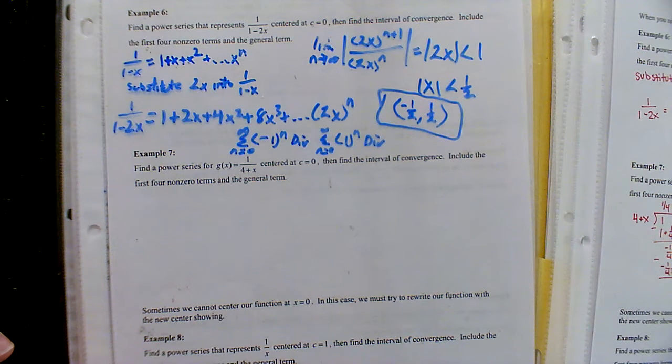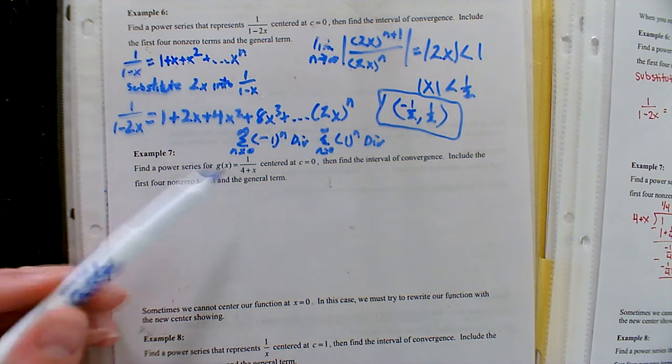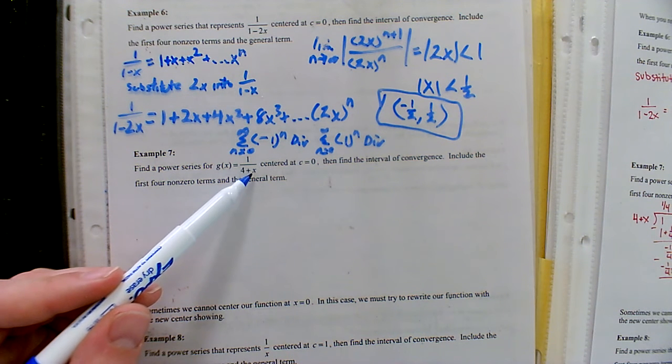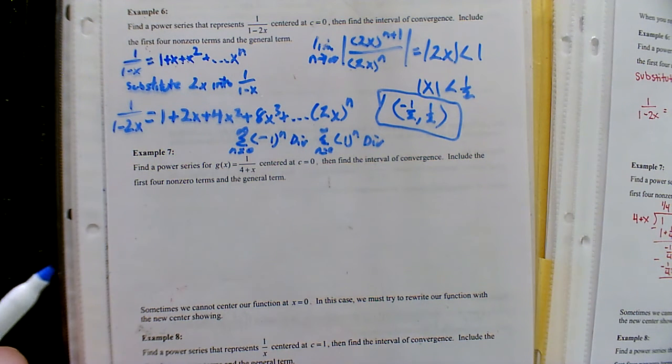All right, example 7. It's going to be a minor difference here. So find the power series for g of x equals 1 over 4 plus x, centered at c equals 0. Then find the interval of convergence and include the first 4 non-zero terms and the general term. So this problem is a little different. We haven't done one like this yet. We did an example where we multiplied by the x. That was the example up above.